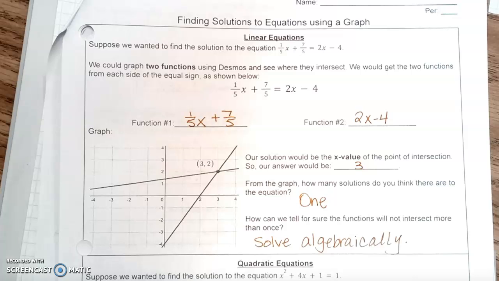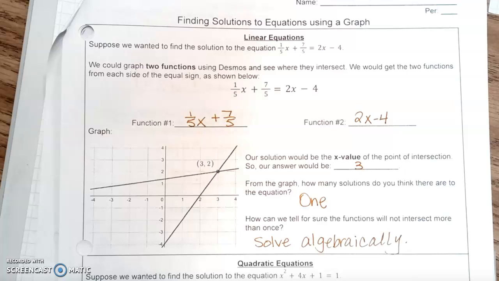So suppose we wanted to find the solution to the equation 1/5 x plus 7/5 equals 2x minus 4. We could graph two functions using Desmos and see where they intersect. We would get the two functions from each side of the equal sign as shown below. So the first function, function number 1, is going to be the 1/5 x plus 7/5. And function number 2 is going to be 2x minus 4.